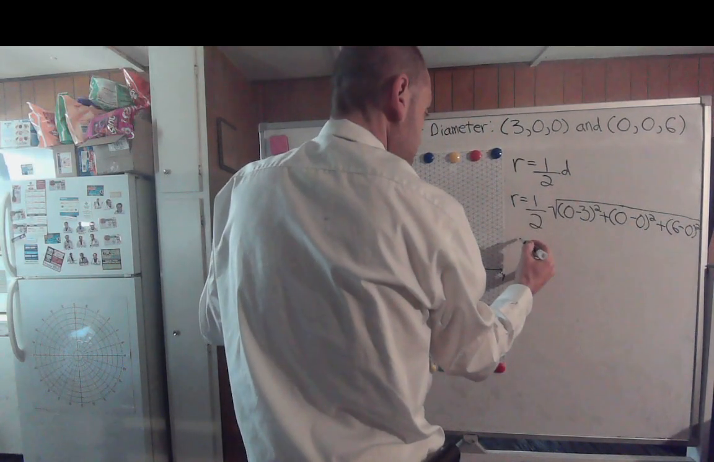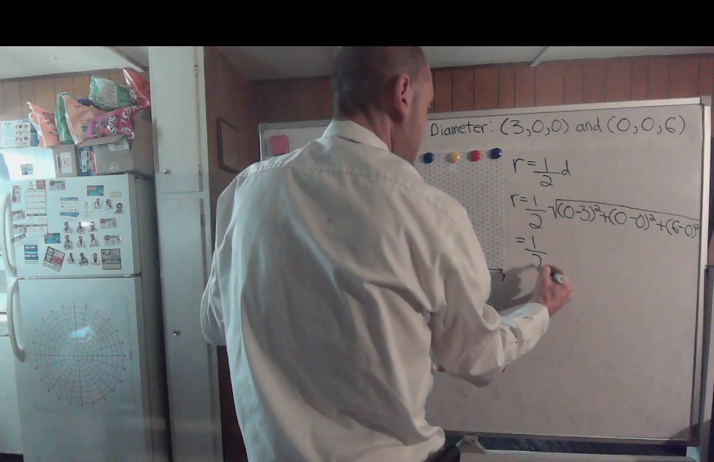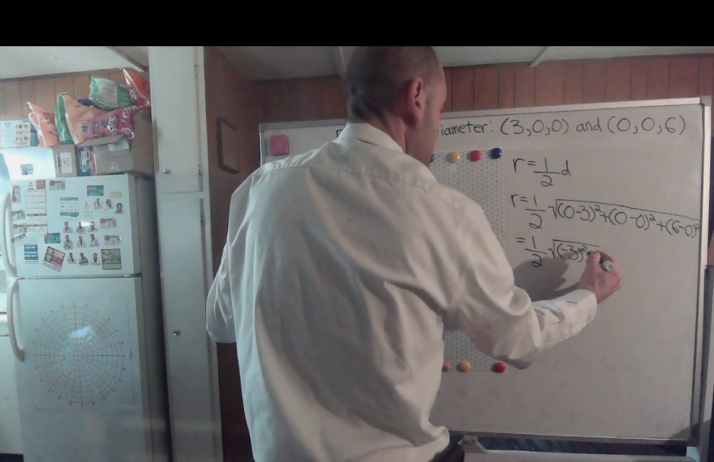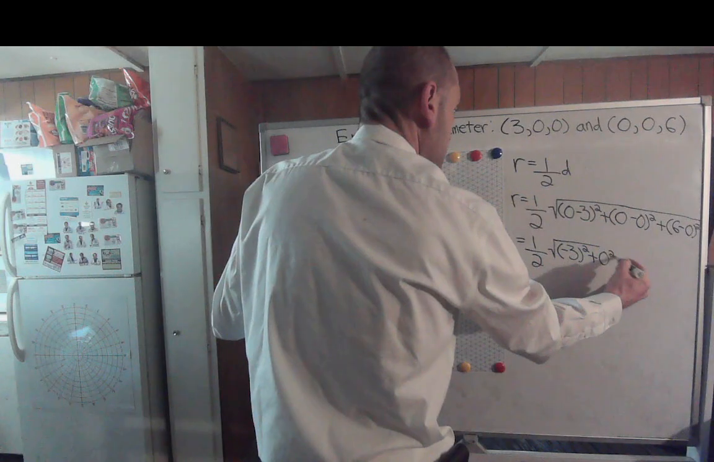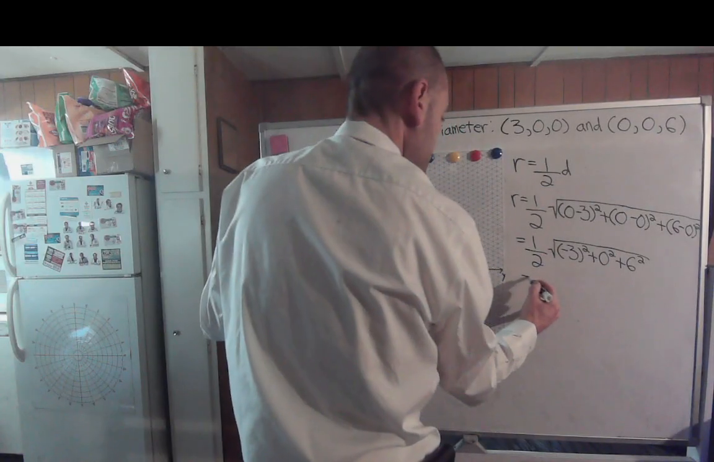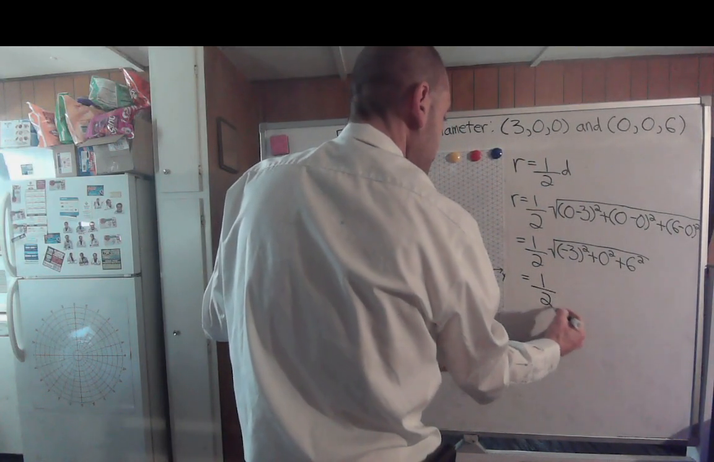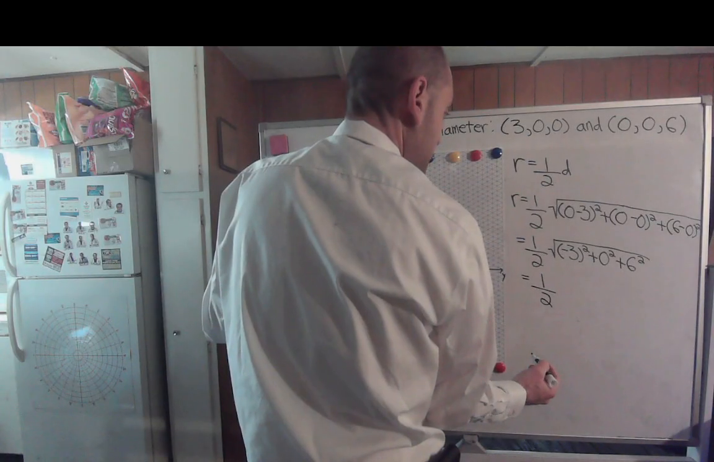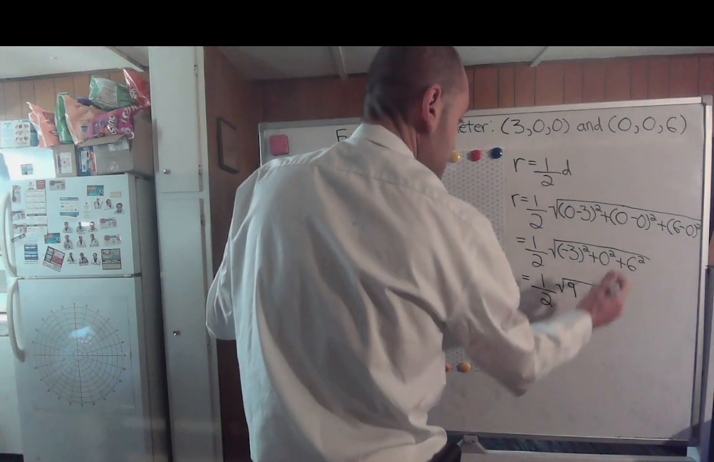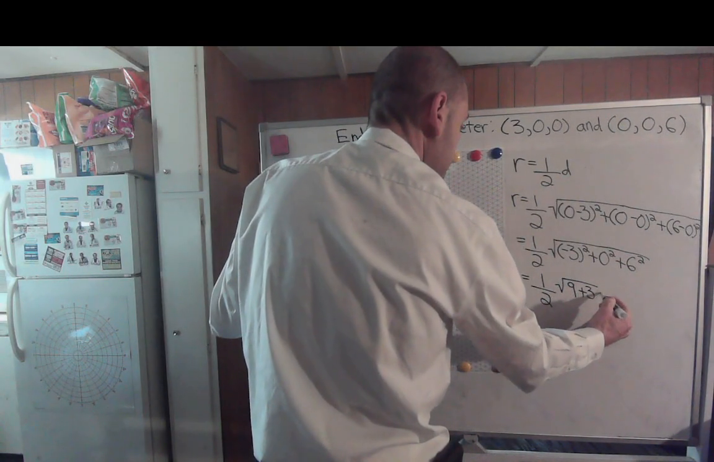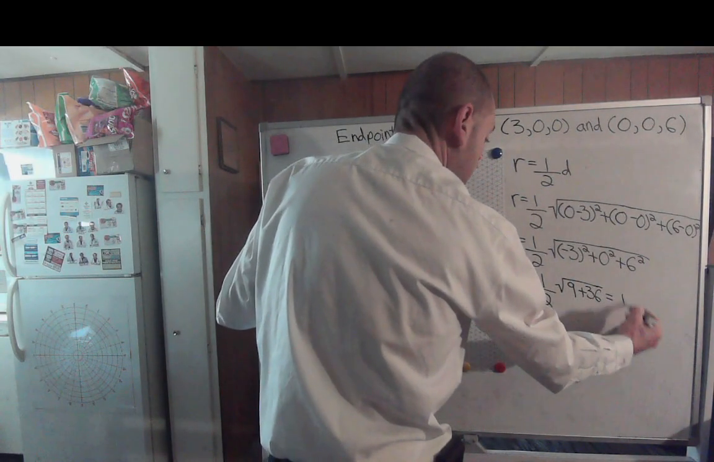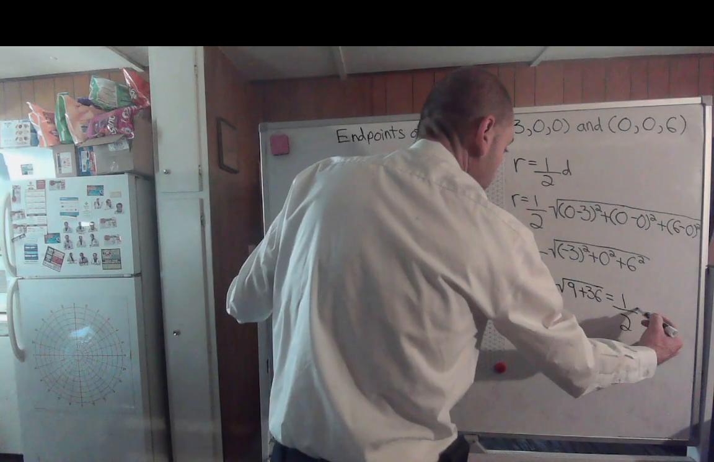which then means if we simplify this, you'll get 1/2 of the square root of negative 3 squared plus 0 squared plus 6 squared. So that's going to equal 1/2 of the square root of 9, 0 squared is 0, plus 36, which would end up equaling 1/2 of the square root of 45.